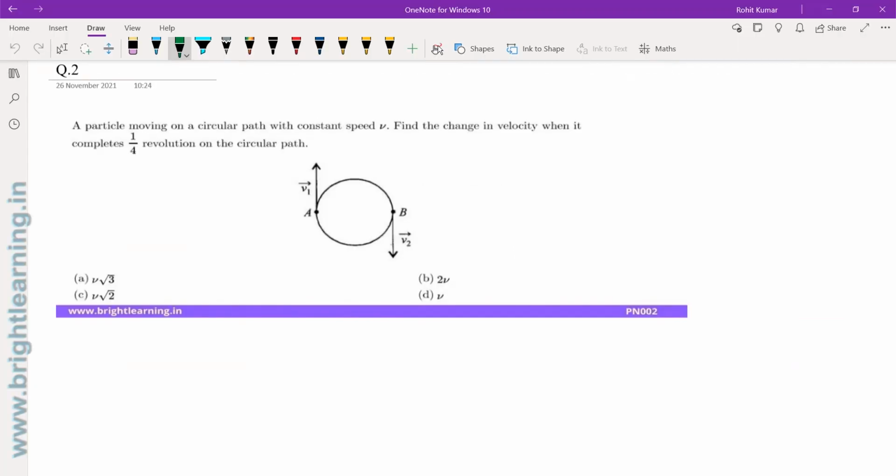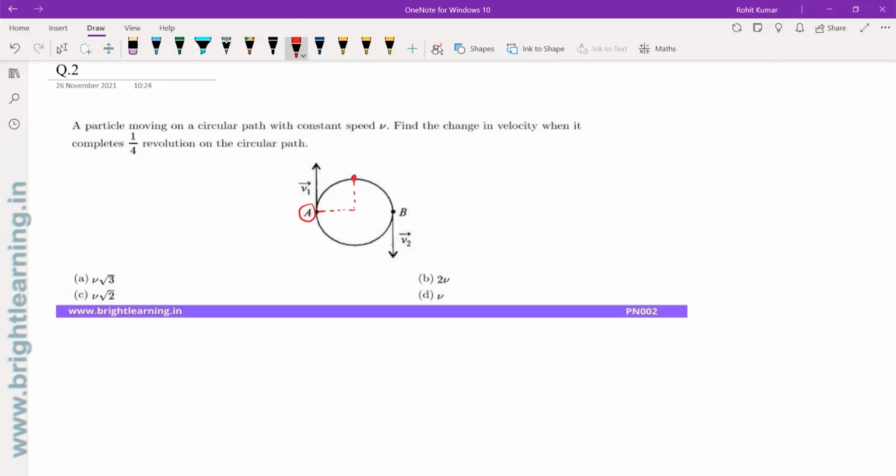Chapters are basically combined in this question. So what we need to do here is find the change in velocity of a particle when it completes 1/4 of the revolution, 1/4 of the circular path, and it is moving on a circular path with a constant speed v. These two locations A and B are irrelevant here because we will not be using these two positions. So for 1/4 circle, suppose this particle is at point A, and after completing 1/4 of the revolution, this particle will reach this point.